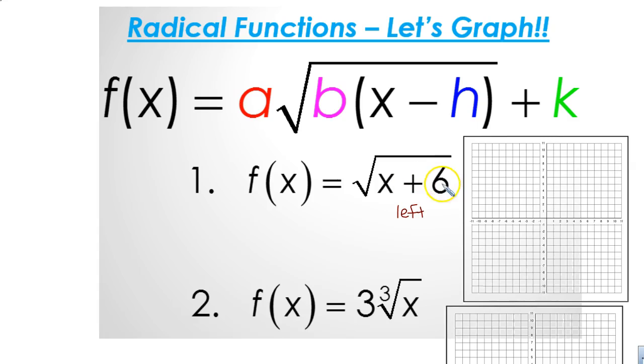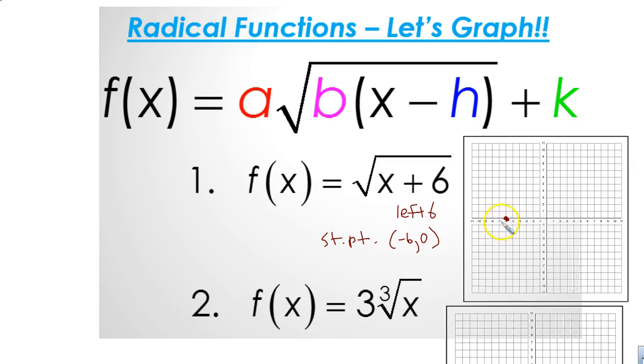We're going to go left 6. So instead of starting at 0, 0, we're going to start at negative 6, 0. That's going to be our starting point, our h comma k. Our h is negative 6, the opposite of 6. And our k, there's nothing listed, there's no plus anything out there, so it is going to be 0. So negative 6, 0 is our starting point.